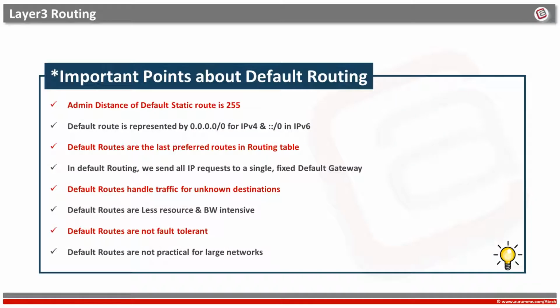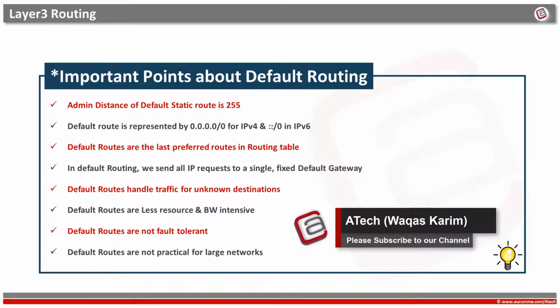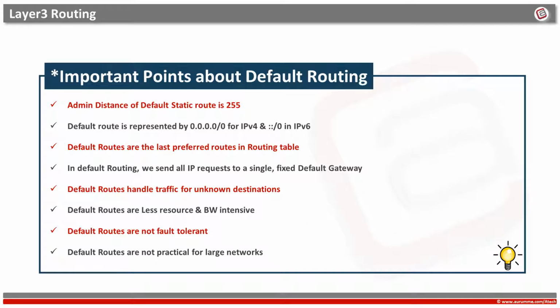These are some of the important points about the default routes. First is that the admin distance of the default static route is always 255. That's why it is the last preferred route due to the highest admin distance. Default route is represented by 0.0.0.0/0 for IPv4 and ::/0 in IPv6 networks. All portions are 0. Default routes are the least preferred routes in the routing table. In default routing, we send all IP requests to a single fixed default gateway. Default routes handle the traffic for unknown destinations. Even if we do not know the destination, we can still use the default routing.